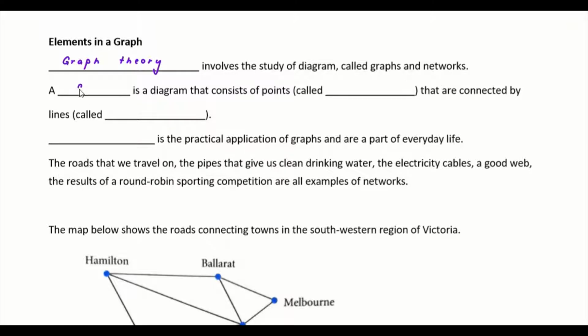So what is meant by graph? When you first heard of this word, you might be thinking that graph is like a bar chart, a line graph, or a histogram and so on. But in graph theory, the graph that we mean here is a diagram that consists of points, which are called vertices. In singular, it's called a vertex. These are connected by lines, and the lines are called edges.